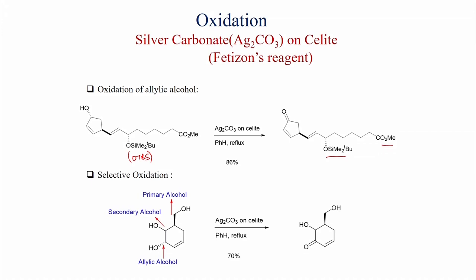Also, selective oxidation of a primary or secondary allylic alcohol is possible over other alcohols. Like in this triol here, this is the allylic alcohol, this is a secondary saturated alcohol, and this is a primary saturated alcohol. And when you treat this compound with silver carbonate on Celite in benzene reflux condition, only this allylic alcohol is getting selectively oxidized to the carbonyl compound and you get 70% yield of this product.